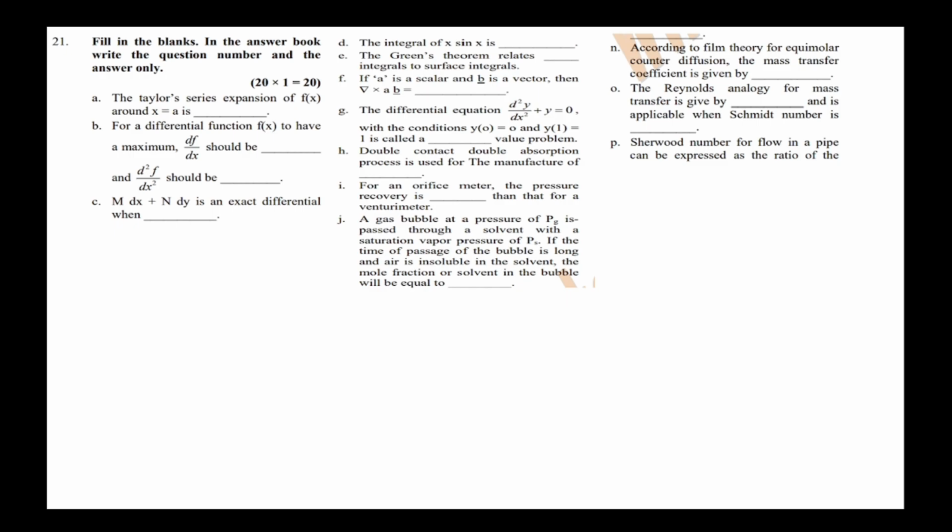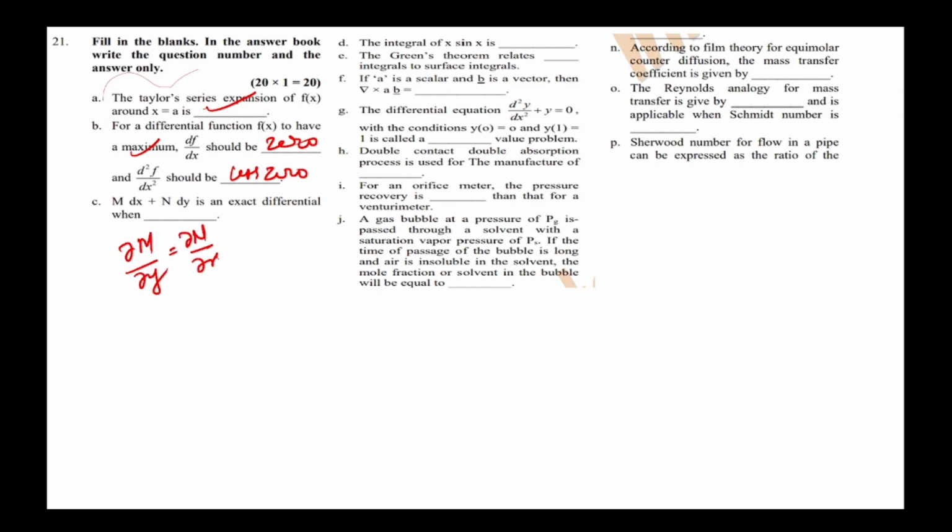Okay. Fill in the blanks. In the answer book, fill in the blanks. The Taylor series expansion of f(x) around x equal to a. You have to write the Taylor series here. For a differentiable function f(x) to have a maximum, this should be 0 and this should be less than 0. Okay. M dx plus N dy is exact where del M by del y is equal to del N by del x.